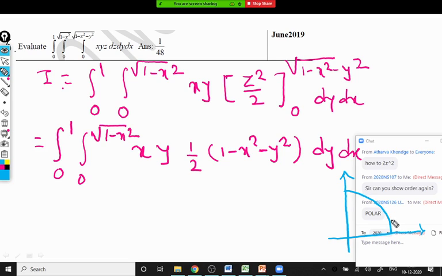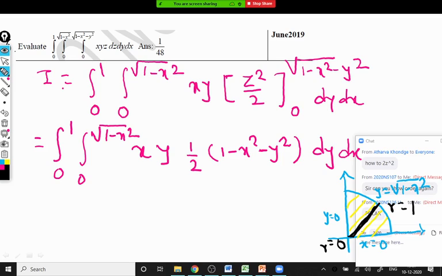So the region is bounded by y equal to 0, then y equal to root of 1 minus x square, x equal to 0, and then x equal to 1. So this is the x equal to 1 line. This is the region of integration, the arc of a circle in the first quadrant. Whenever that is the case, it's better we go to polar form, and the limits of r will go from 0 to 1.